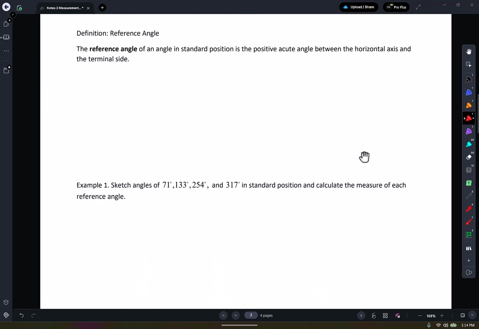Reference angle. Okay. It says here, let's see. Ms. Alcala, is it okay with you if you read this for us? Relax. It's not high stakes. The reference angle of an angle in standard position is the positive acute angle between the horizontal axis and the terminal side. Terminal side just means where it terminates, so that means the ray.